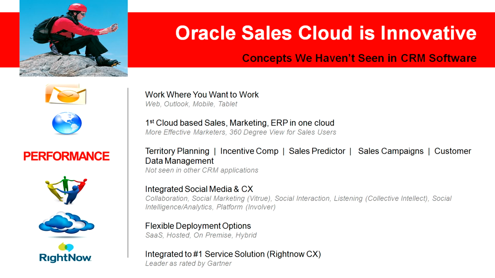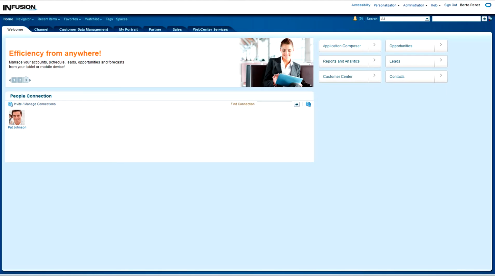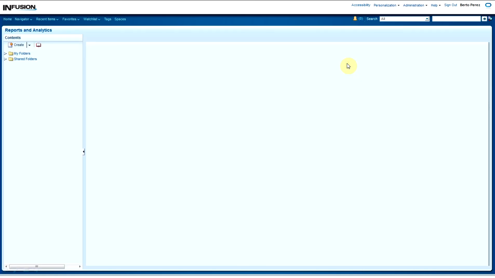So without further ado, let's take a peek at the Oracle Sales Cloud and some of its reporting functionality. Now, in this scenario, I'm logged in as the administrator Berto Perez, and we'll be creating a new report with the Report Wizard. Now, in the Oracle Sales Cloud, you can create a report with pretty much any field that's important to you.